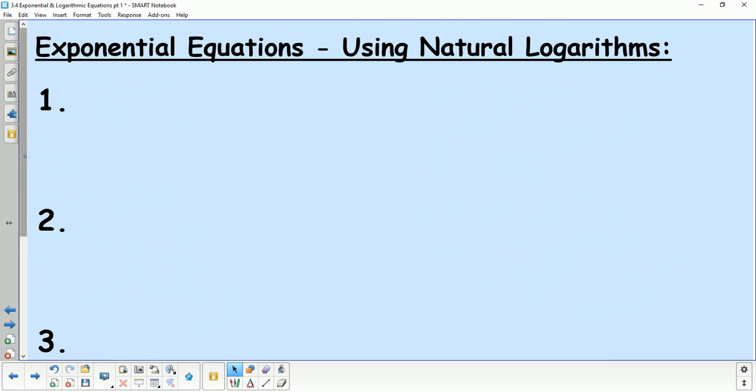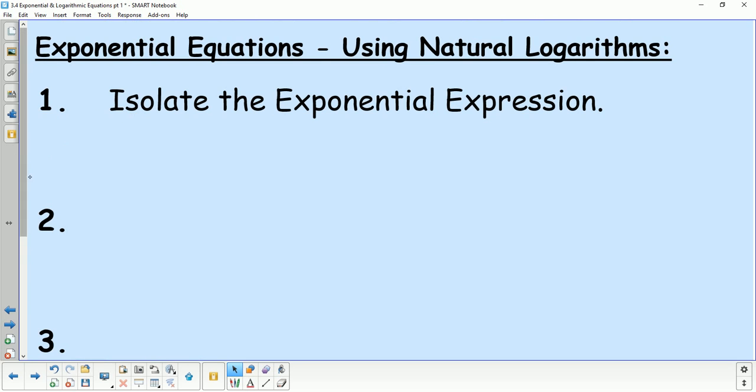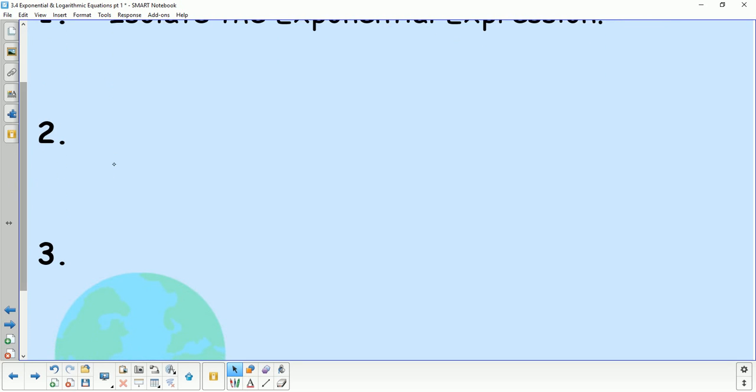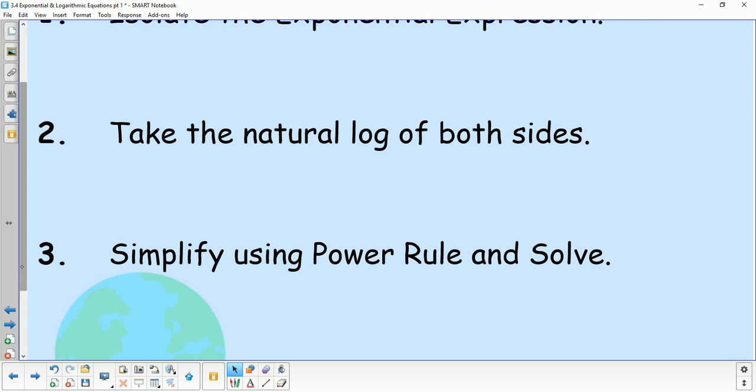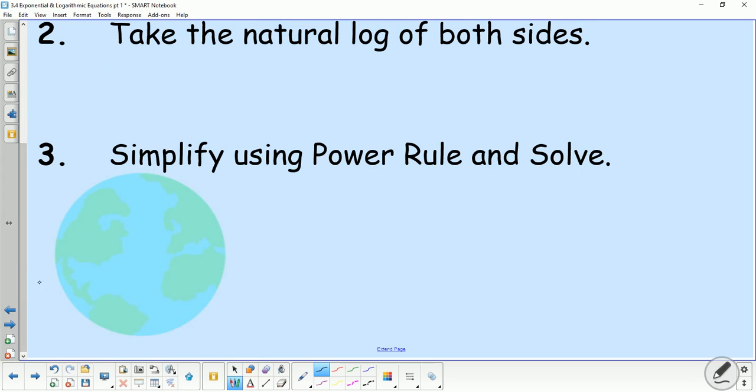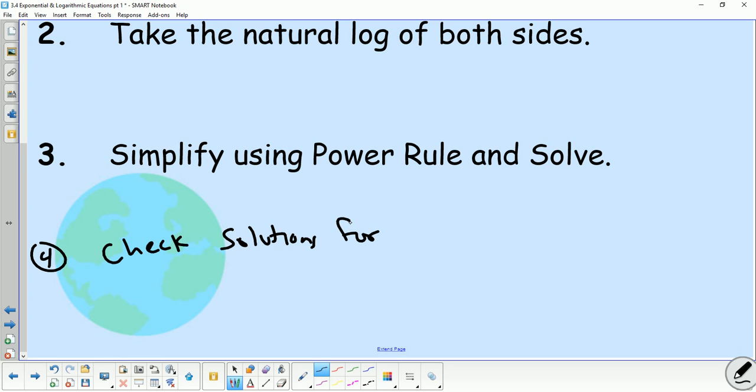The next type is if we are doing it with natural logs. So first thing you're going to do is isolate the exponential expression, and after that you're going to take the natural log of both sides and then simplify using the power rule and solve. And we should even add in a 4th here. Check solutions for, we'll say, domain restrictions. We can also, and have said in the past, extraneous solutions.